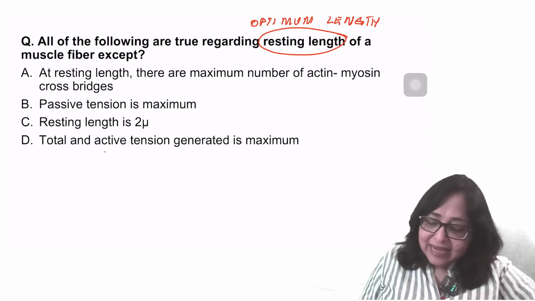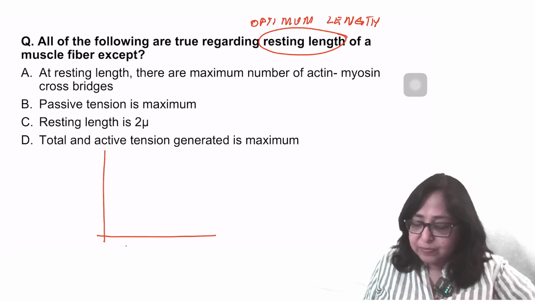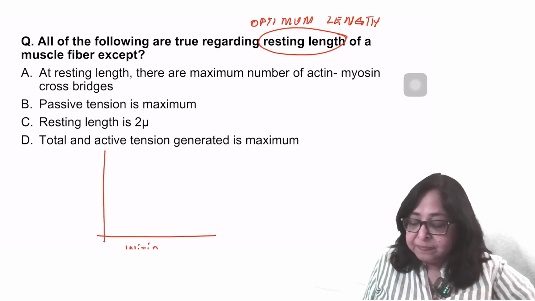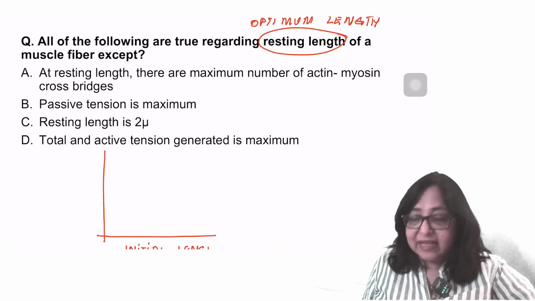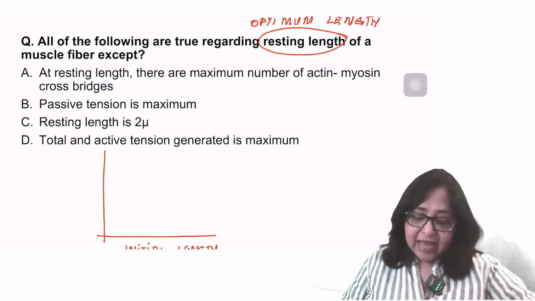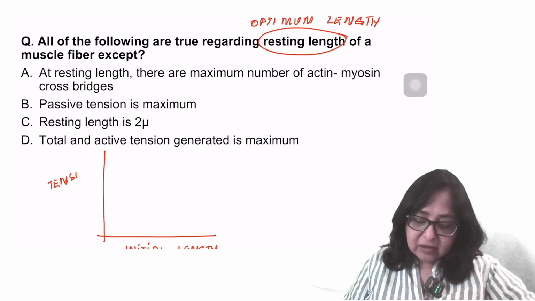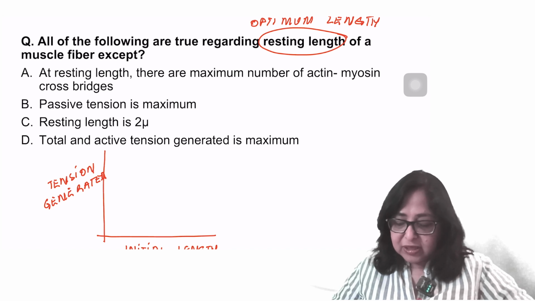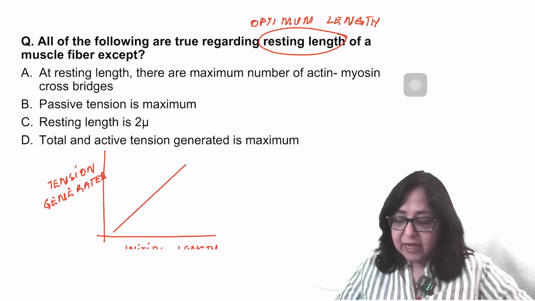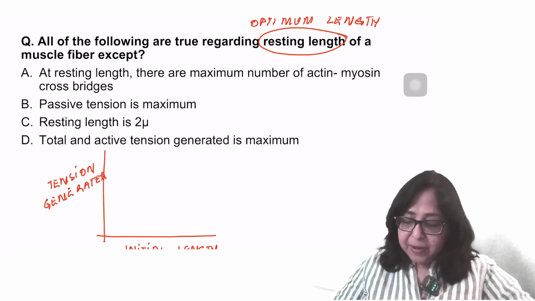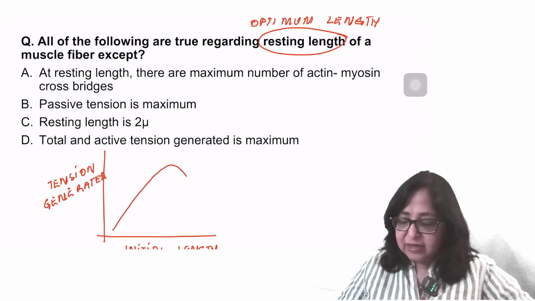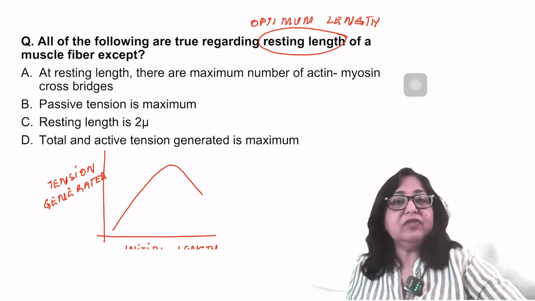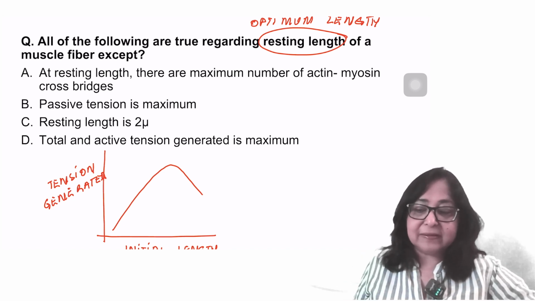law. What is length-tension relationship? In the length-tension relationship, we take the initial length of the muscle on the x-axis. What is initial length? It is the length of the muscle before it begins to contract. And we take the tension generated on the y-axis. Now, what is the Frank-Starling's law or the length-tension relationship? The more the initial length, the more is the tension generated, but up to a physiological limit beyond which further increase in initial length decreases the tension generated.